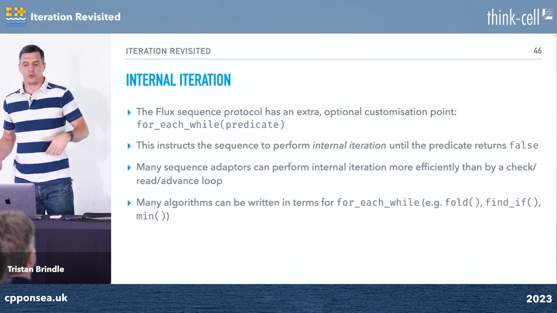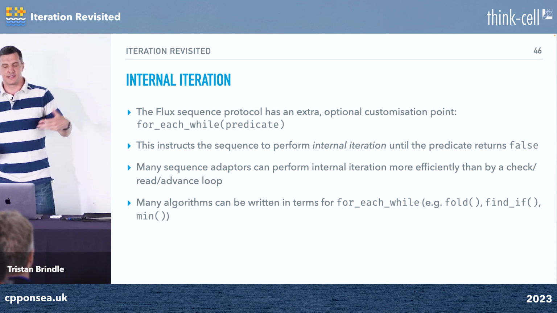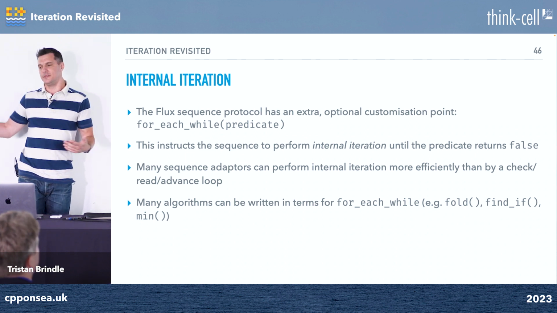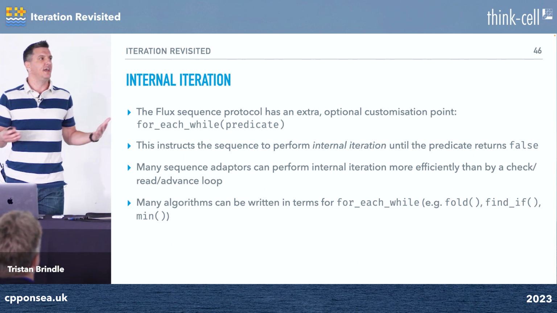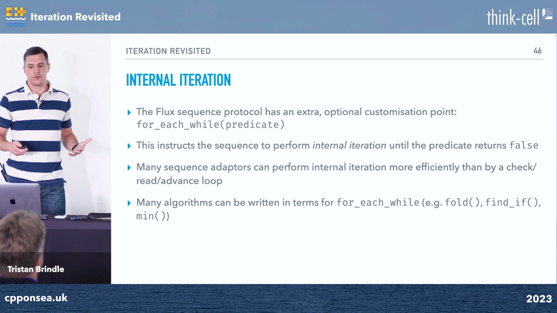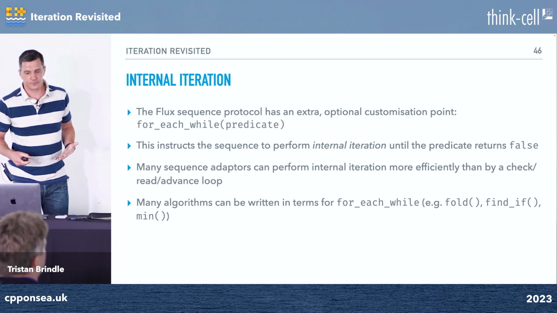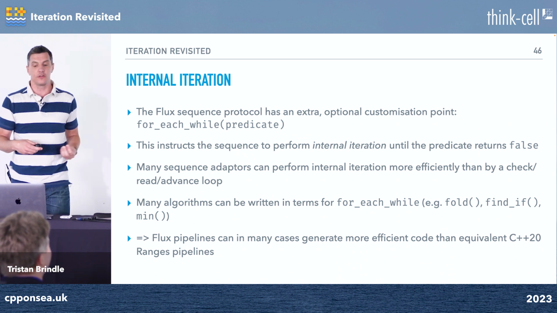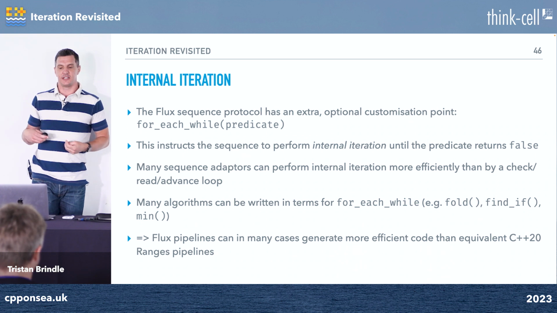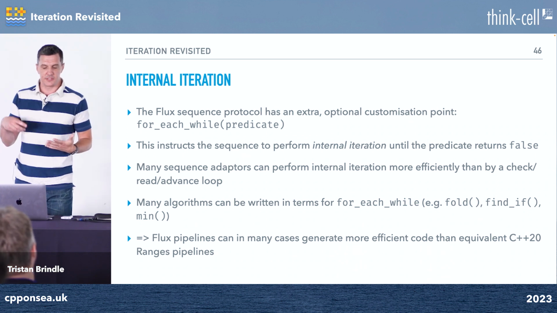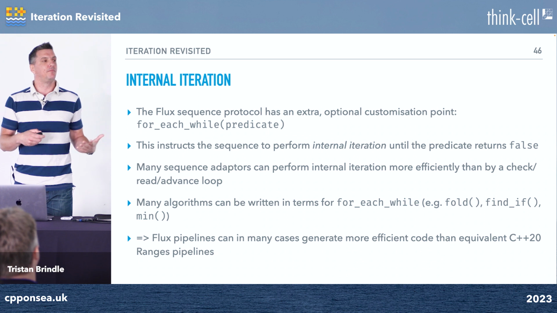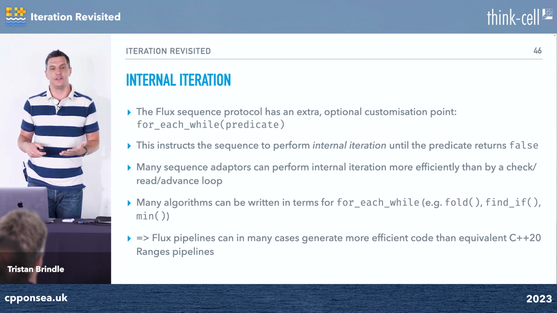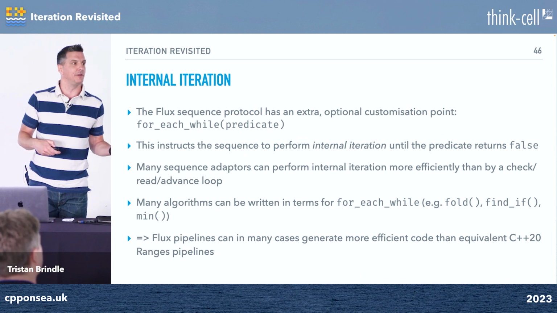So we can write a fold, find_if, min, max, any, all, none, count, count_if, loads and loads of algorithms we can write using this for_each_while pattern. And what this means is, because Flux has this neat trick that it can do for certain algorithms, Flux can actually generate much better code in quite a lot of cases than the equivalent C++20 ranges pipeline.